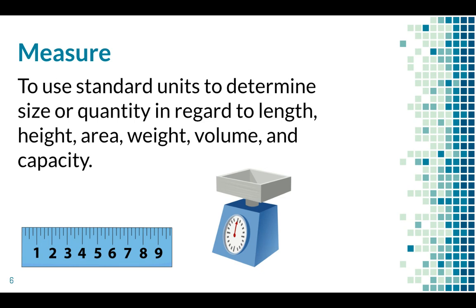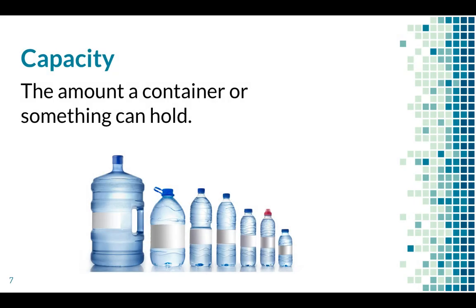Measure is to use standard units to determine size or quantity in regard to length, height, area, weight, volume, and capacity. Capacity is the amount a container or something can hold. Like we said yesterday, capacity and volume are different. A milk jug will always have the same capacity. It will always be 1 gallon if you have the big milk jug. Okay? My coffee pot will always be the same. It could always hold about 12 cups.